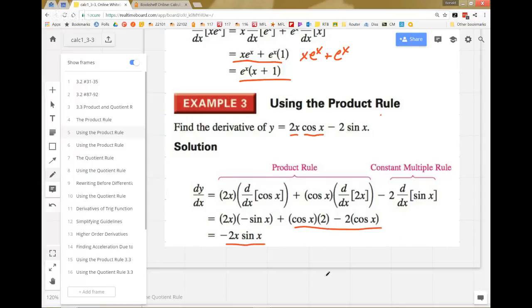To take the derivative of a product, take the first times the derivative of the second plus the second times the derivative of the first. All right.